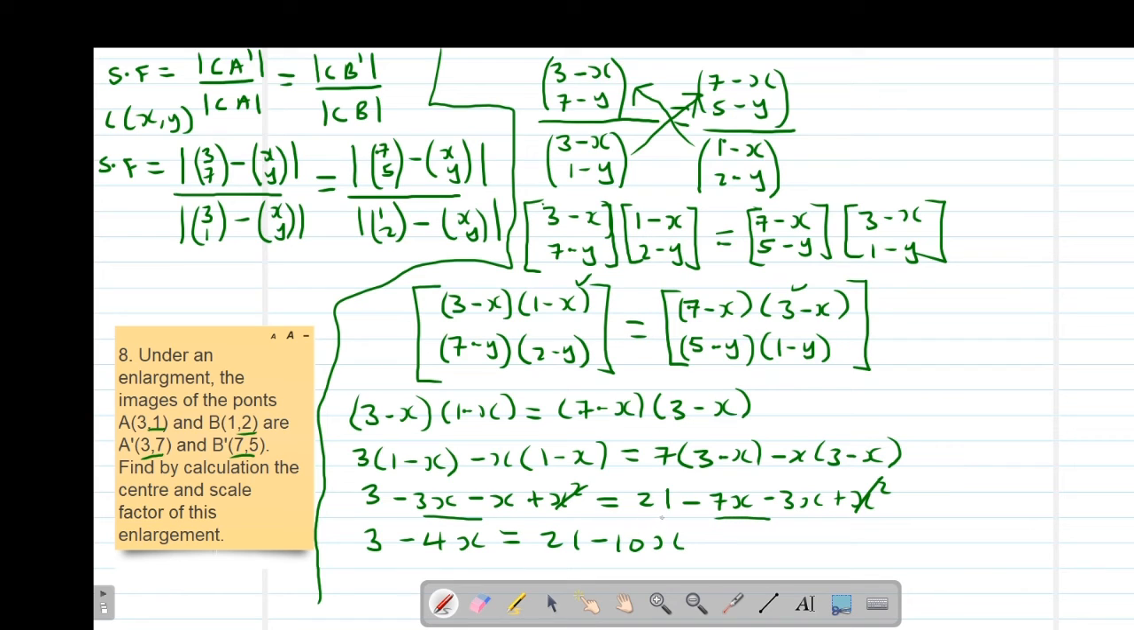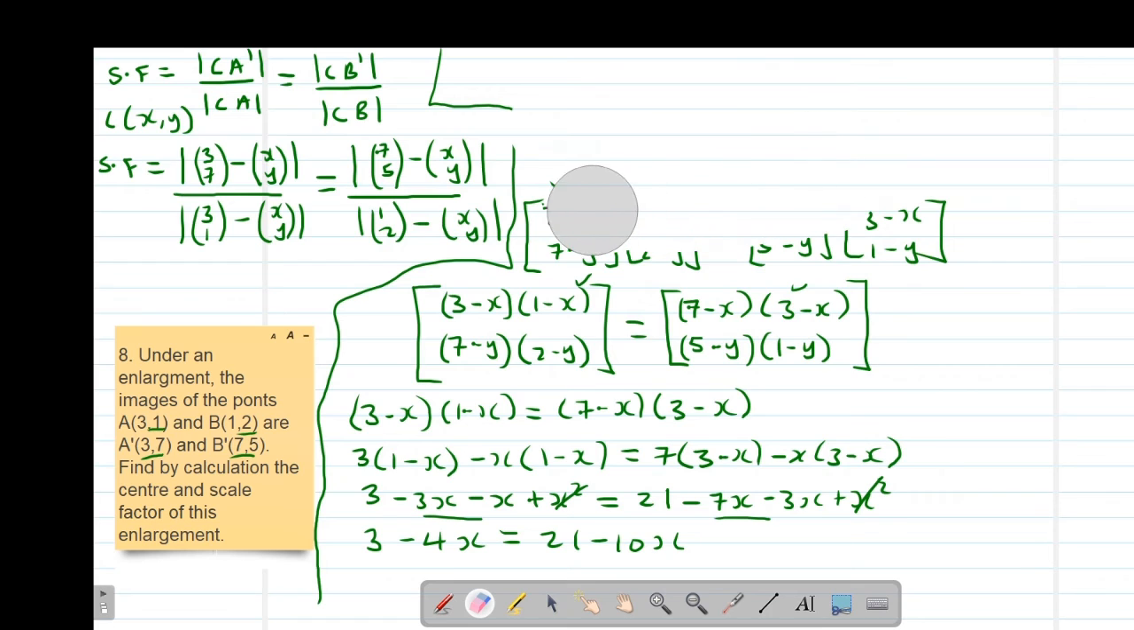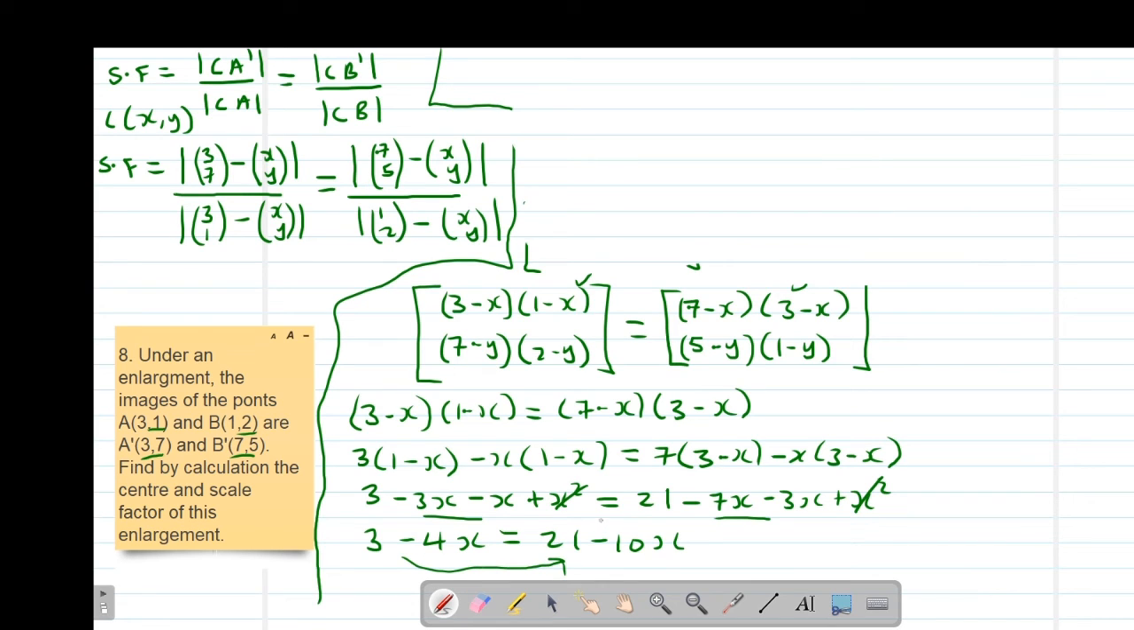Then if I collect the like terms, I'm going to have the following. Let me create some space on the upper side. So if I collect the like terms, I'll take this one to this side, then 10 to cross to the other side. So this will be positive 10 minus 4, I'll get positive 6x, which should be equal to 21 minus 3. I'm going to get 18. Then if I divide through by 6, x will be equal to 3.